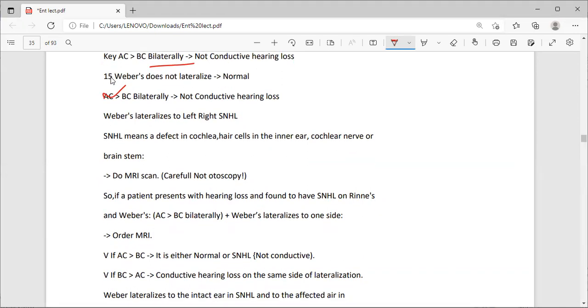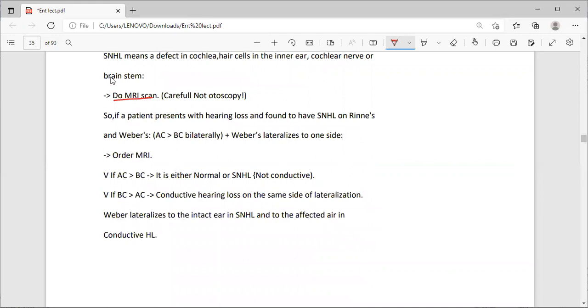So what you have to do is an MRI scan, not otoscopy. Why? Because in otoscopy you cannot find out what is going on in the inner ear. If the patient presents with hearing loss and is found to have sensorineural hearing loss on Rinne test and Weber test, AC is greater than BC. This is a normal test. Weber lateralizes to one side. Which side is it lateralizing to? To the normal side. So you have to order an MRI.